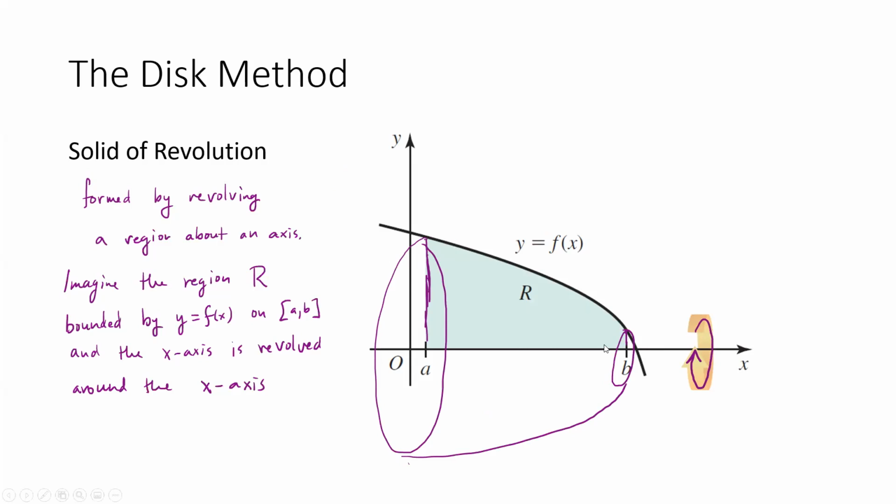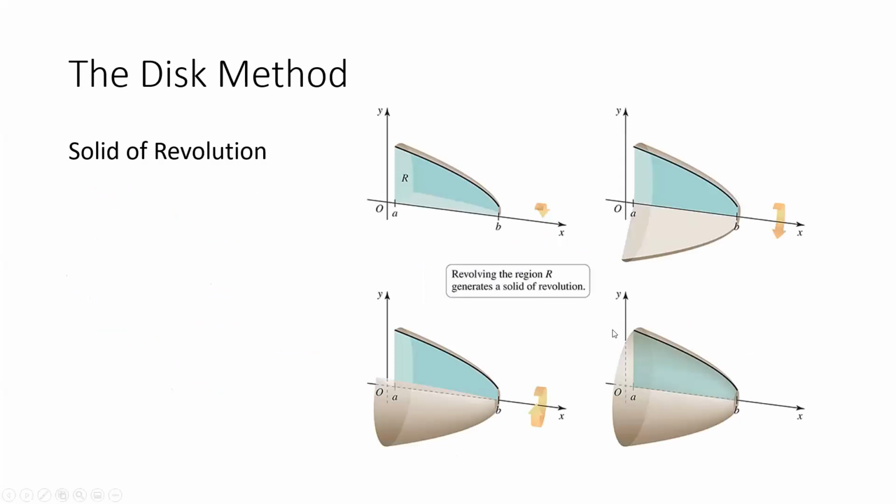So here, let's look at another picture to see how that solid is formed. We've got our two-dimensional region R, and we form the solid by sweeping around the x-axis. So we imagine the region R is rotated around the x-axis to form this three-dimensional solid like we see here.